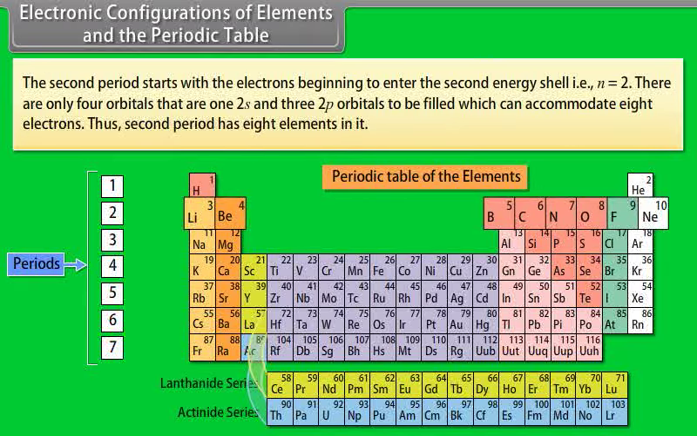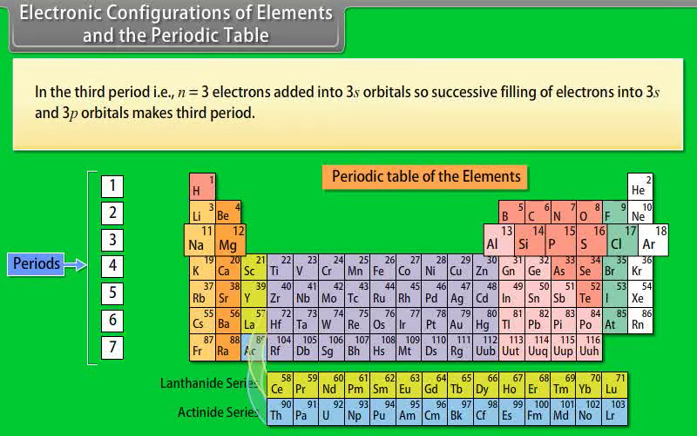The second period starts with electrons beginning to enter the second energy shell, that is, n equals 2. There are only 4 orbitals, that are 1 2s and 3 2p orbitals to be filled, which can accommodate 8 electrons. Thus, the second period has 8 elements in it.